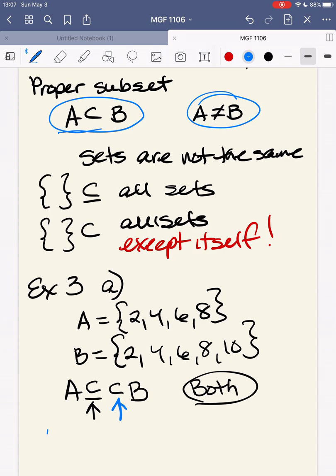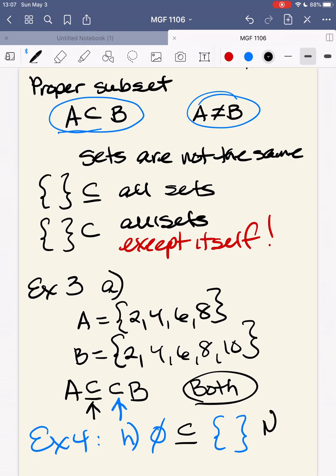And if you go ahead and look at example 4, there's all sorts of parts to it. The one I want to look at is part H, where I have the empty set and the empty set. Is it a subset? Absolutely. We already know that this is a subset. Is it a proper subset of itself? No. Okay, remember that's the exception.